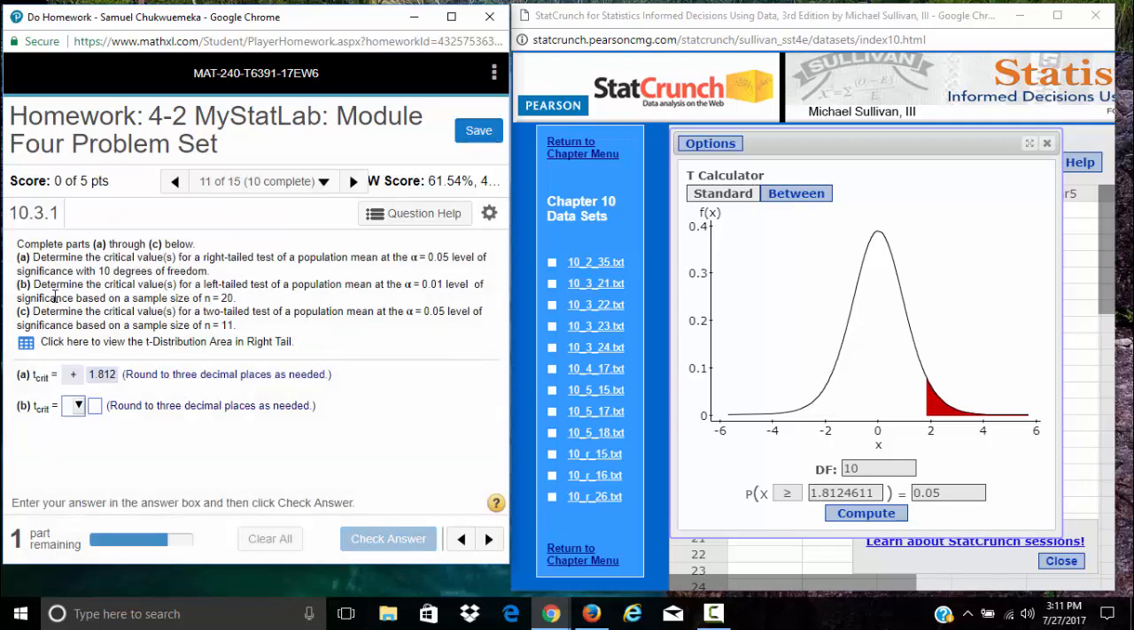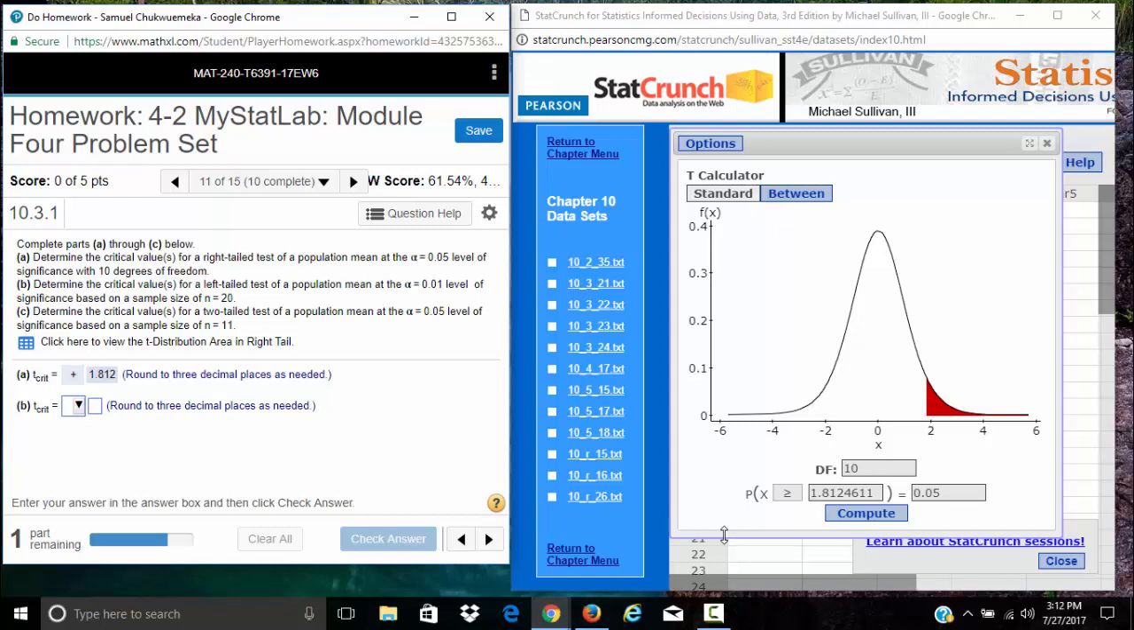Then B, determine the critical T for a population mean at a 1% significance level based on a sample size of 20. If you look at this StatCrunch, there's no sample size. They only give degrees of freedom. So in this case, we are just testing a claim about the population mean.